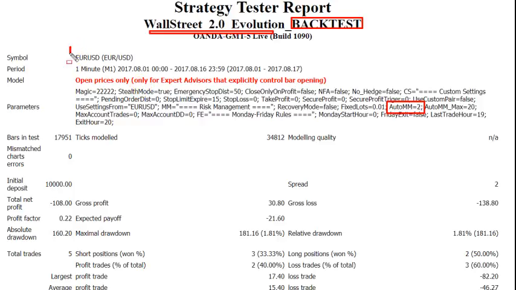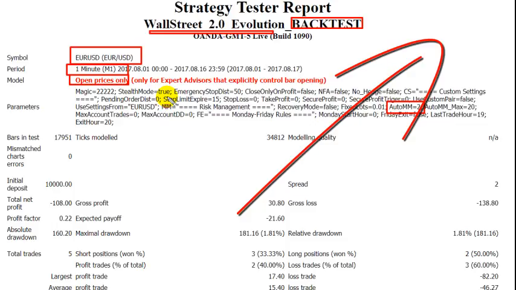We are looking at the Euro US dollar. Even though it says a 1 minute chart and open prices only, this is what you use to make it a faster back test. It may have been a slightly different result if I used the 15-minute chart. But if you want to do that, just download the product, check it out yourself, and then determine if you're going to keep it or not.